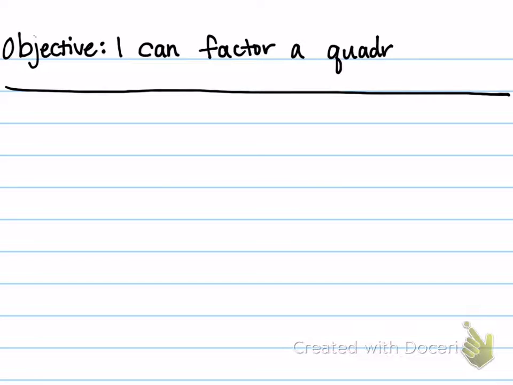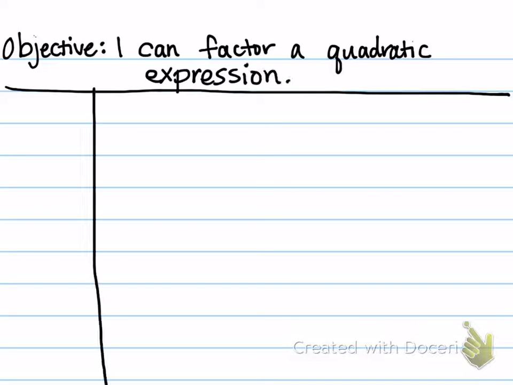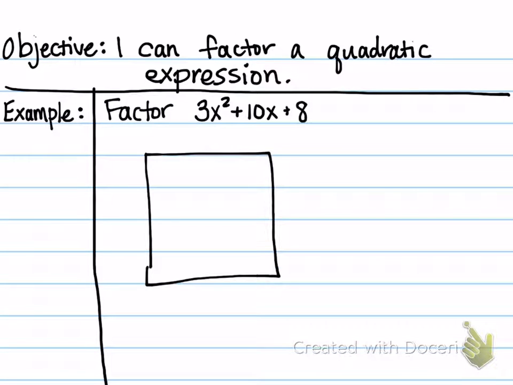All right, hopefully you are with me. You are flipped to a new page in your notes, and our objective is I can factor a quadratic expression. That's what I'm headed towards. I want to be able to do that. So we're going to start with just an example. You've seen it happen once already. So go ahead and put an example of, we are going to factor 3x squared plus 10x plus 8. Okay, and we're going to do it the same way we just did.